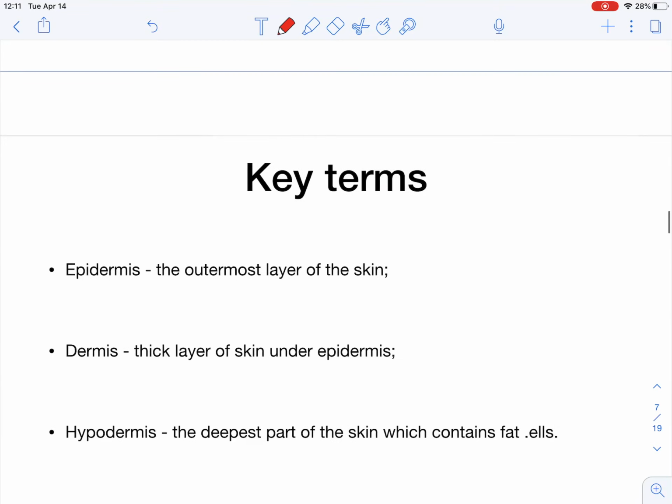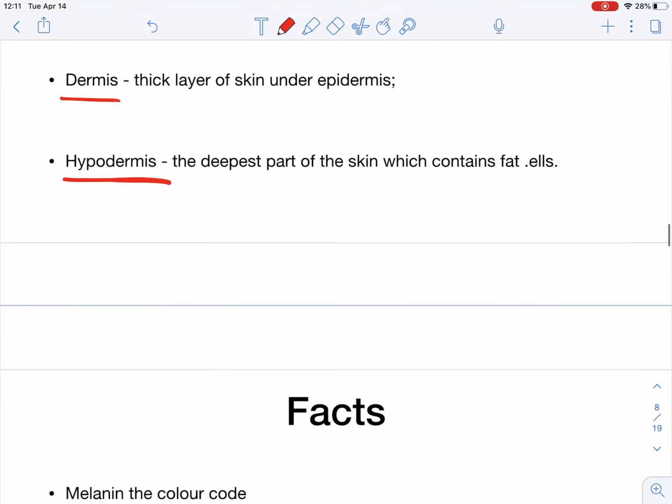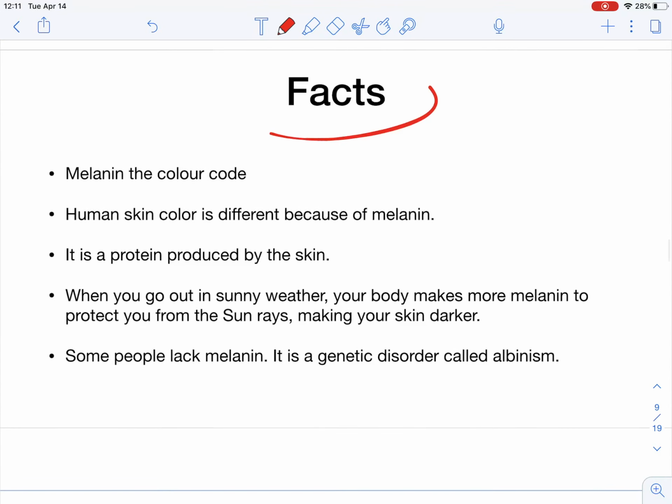The second topic is the skin. Let's understand the key terms: epidermis, dermis, hypodermis. All of these are layers of skin.